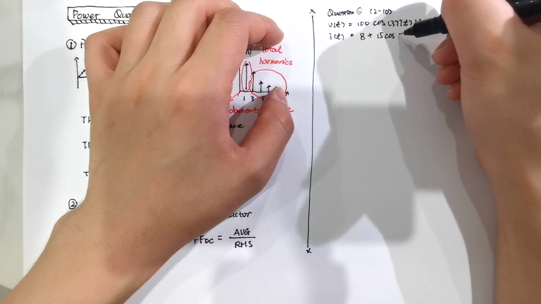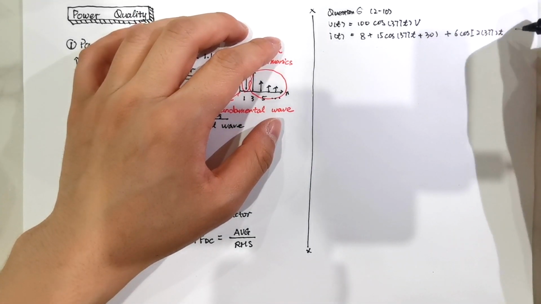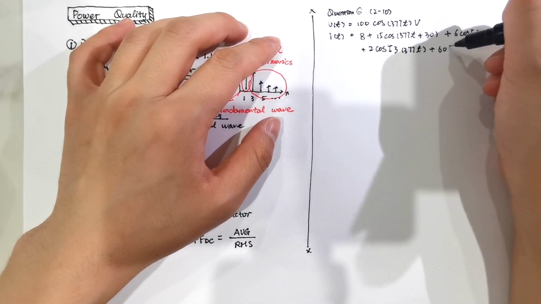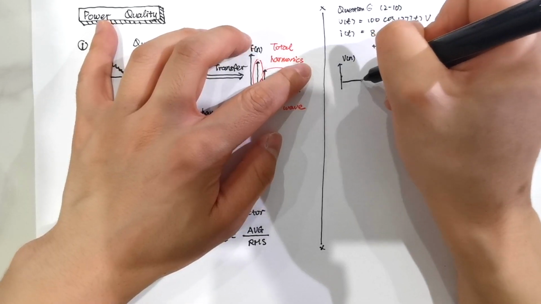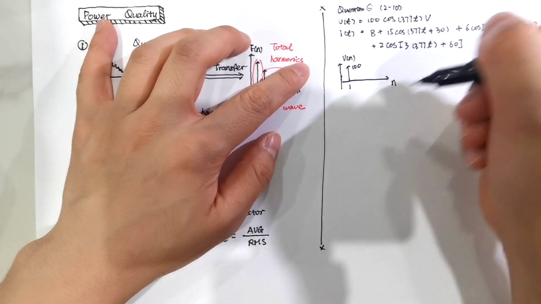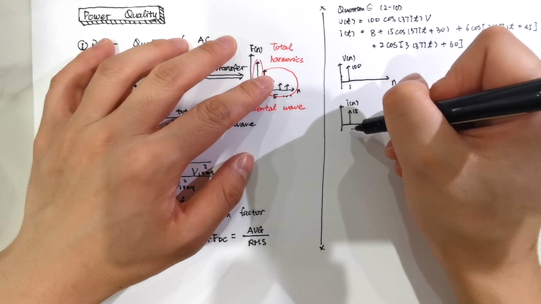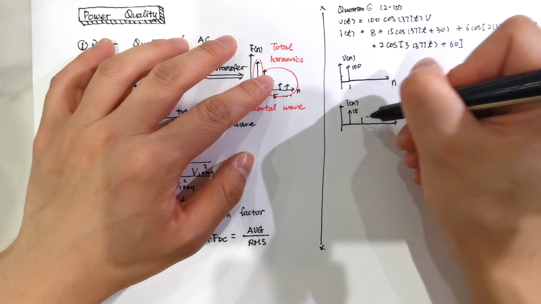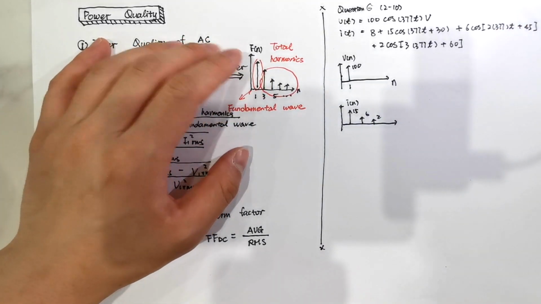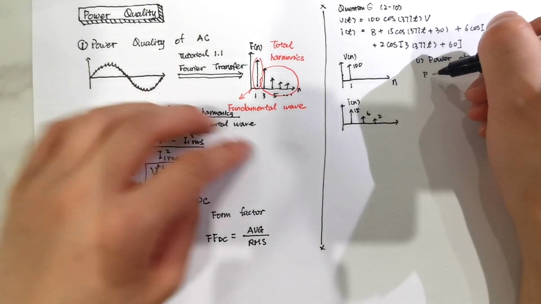In this question, a pure sinusoidal voltage source is applied to a nonlinear load, and then we get a non-sinusoidal current, which can be expressed like this. So I will simply plot the Fourier series like this. We have a pure sinusoidal voltage source, and the amplitude is 100. And our current has the first order as 15, second 6, and third 2. So the first question asks us to calculate the power absorbed by the load.